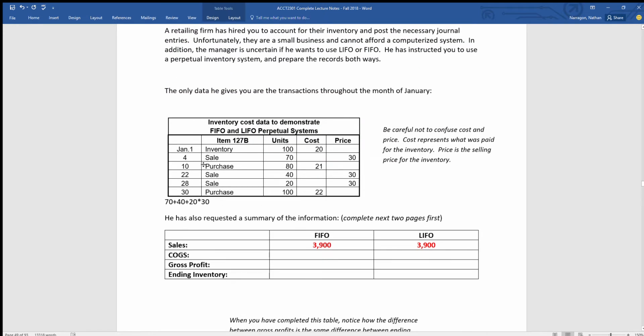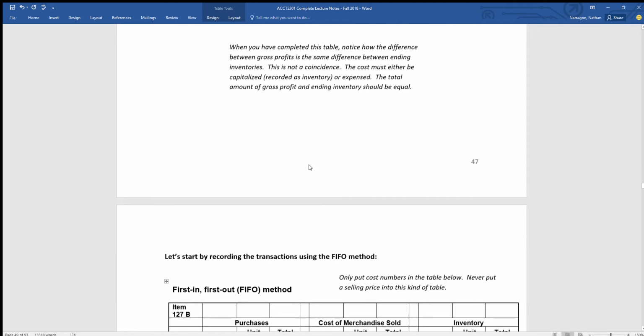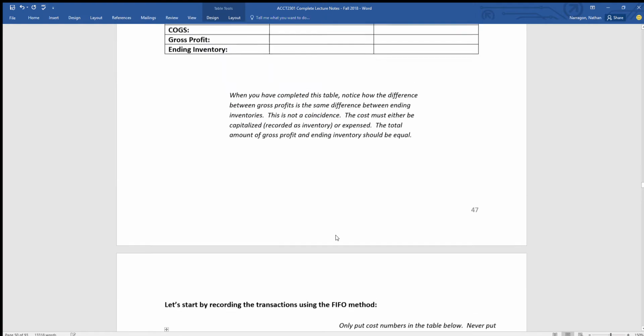Next one, January 4th, we had a sale of 70 units. Again, I don't care about the price when we're doing these charts because I have nothing that deals with sales. But we did sell an item. Since we sold, and if you remember from chapter 4, when we're the seller and we sold something, we have cost of goods sold that goes with it. Cost of merchandise sold is the same thing as cost of goods sold. They're just interchanged.